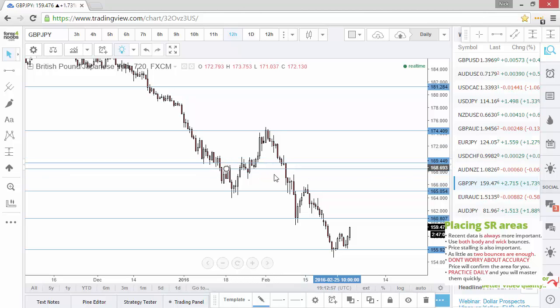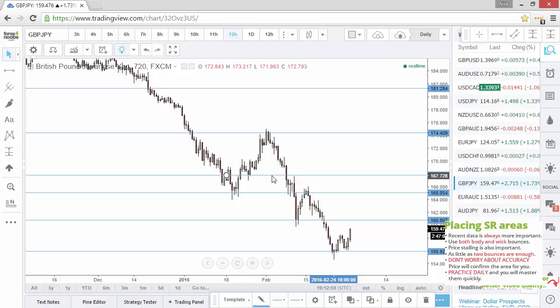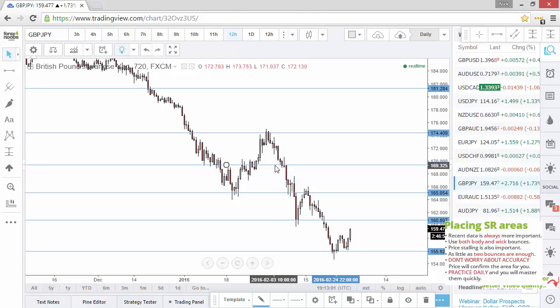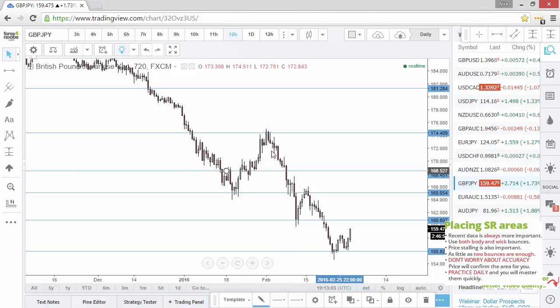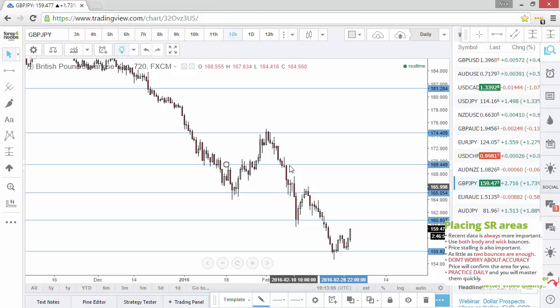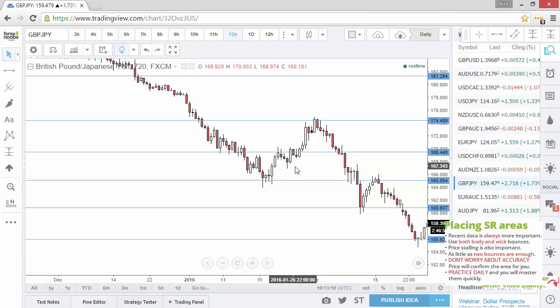We could take this one. Why is it copying the lines now over and over? Okay. We could take this one or leave it. It doesn't have to be placed. I'm just going to keep it there because we did see a reaction from it here, and we did see price stall there.